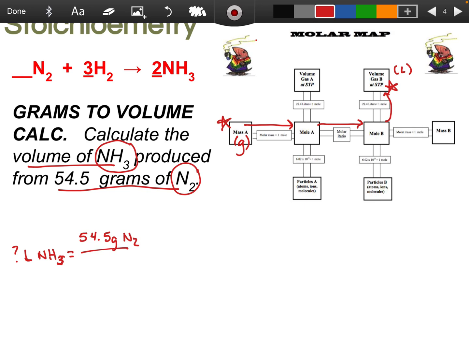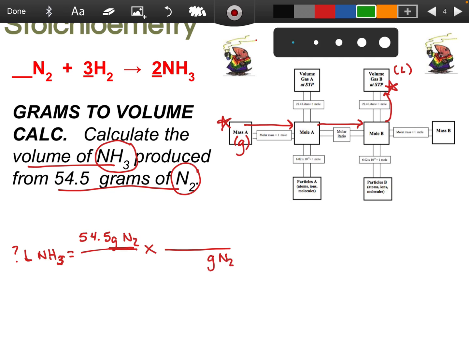So when you do these long problems, you always have to label everything. For example, instead of just saying 54.5 grams, we should show that we have 54.5 grams of N2, because now we're comparing 2 different substances. All right, so whatever unit I started the problem with is going to get transferred to the bottom of the next step. So grams of N2 goes in the bottom.